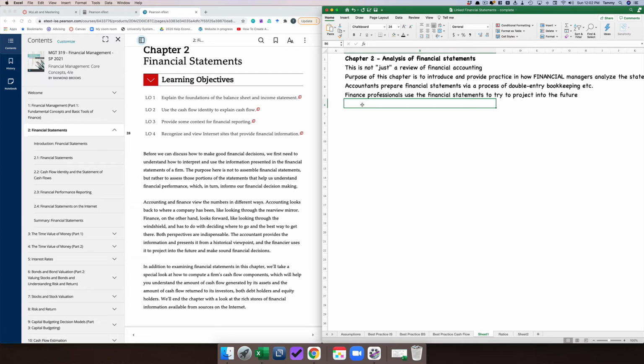Okay, so there are many different ways of projecting potential future financial performance. And so in this chapter, we're really going to begin peeling back and digging into the information that is provided by financial statements and look at them in a somewhat different way than how we have.